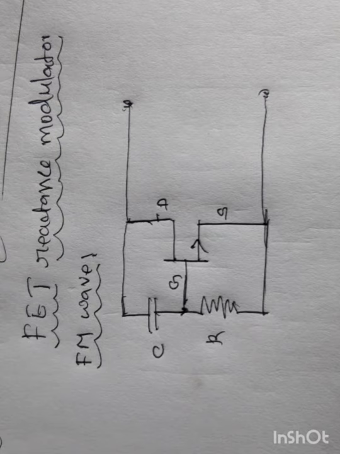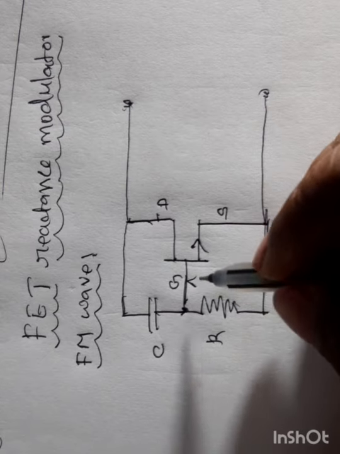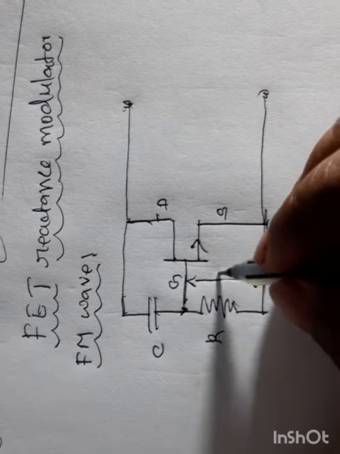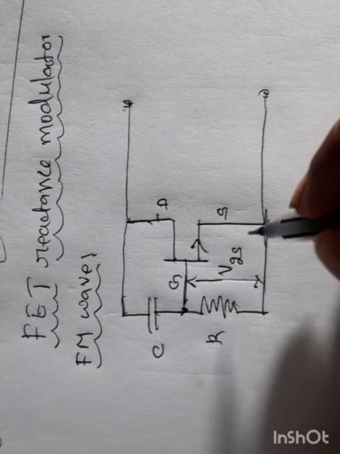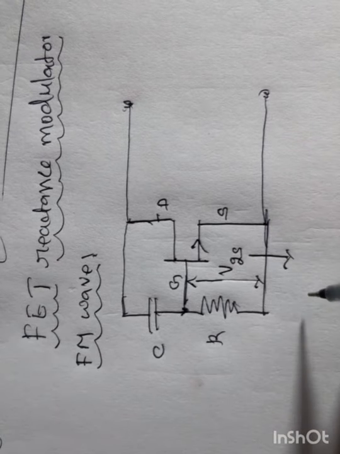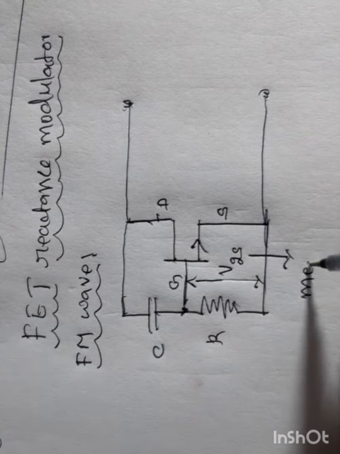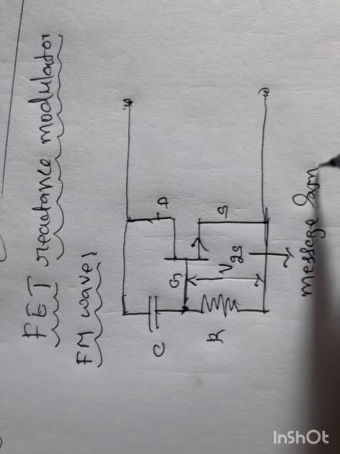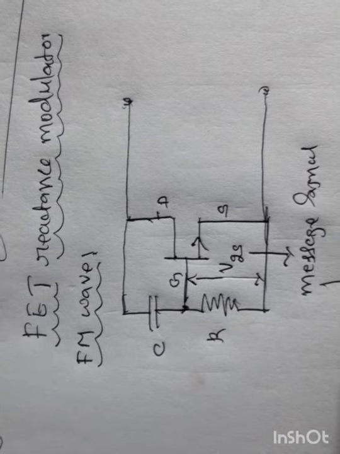In a frequency modulated wave, the frequency of the carrier wave is varied in accordance with the message signal or modulating signal. Now let us apply the voltage between gate and source. I will call this the gate source voltage. This gate source voltage is our message signal. So it will be like this.